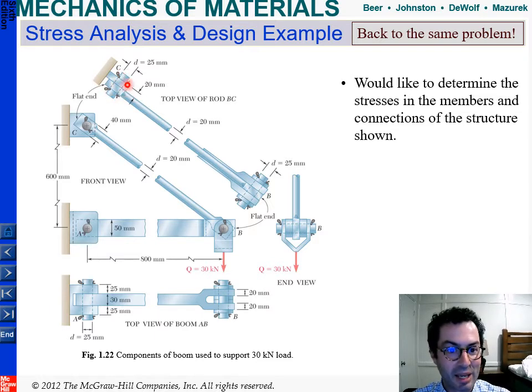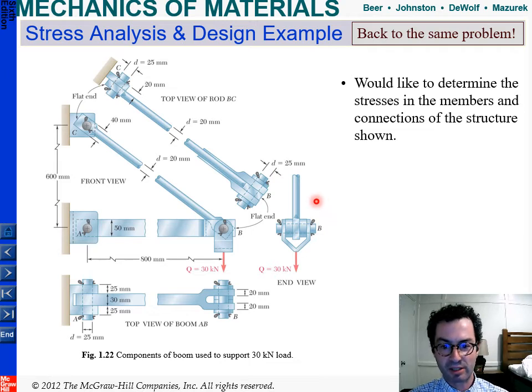At the top, it connects here. We've got a pin with a 20 millimeter clevis. I don't know if that's a clevis if it's only one side. I've only used the word clevis for two, but I'm going to use it here. We're going to call it a single clevis, 20 millimeters. It's a 25 millimeter diameter pin holding them together. And then when it joins together at B, we've got again the same 25 millimeter pin.